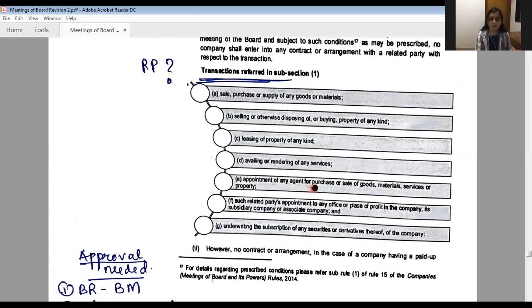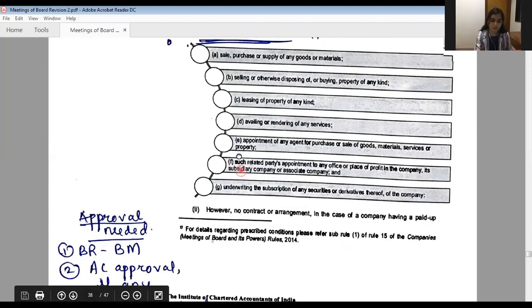appointment of any agent for purchase or sale of goods, materials, services, or property, then such related parties' appointment to any office or place of profit in the company, its subsidiary or associate company, and underwriting the subscription of any securities or derivatives thereof of the company.